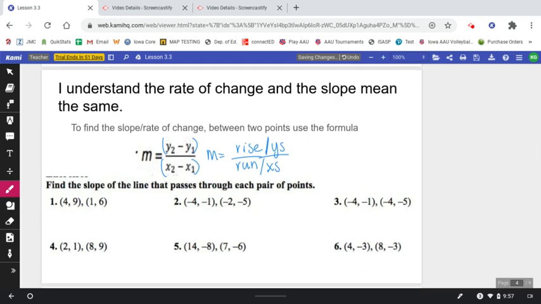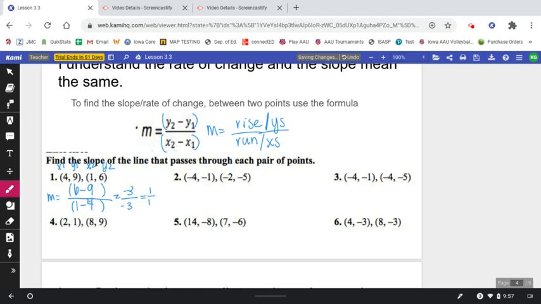Find the slope of the line that passes through each pair of points. So what I like to do is set them up as x1, y1, and then above the other one, write x2, y2. So then I can easily set up my slope formula in my calculator. So I do y2, which is 6, minus y1, which is 9, over x2, which is 1, minus x1, which is 4. So it would give me negative 3 over negative 3, which is 1 over 1.